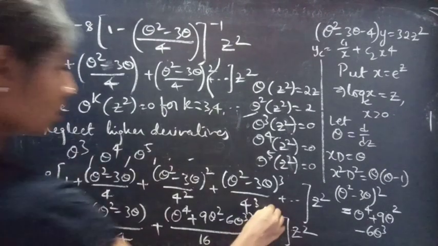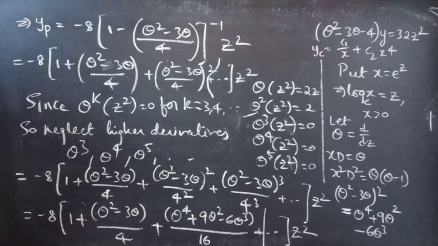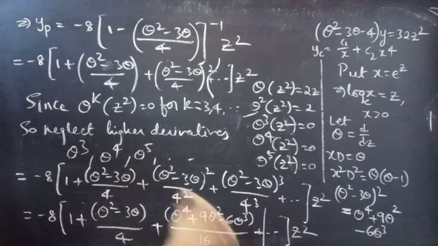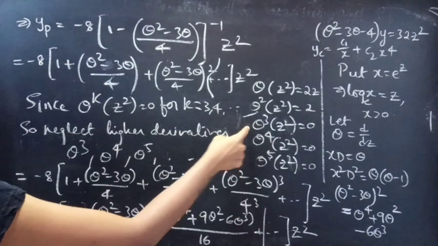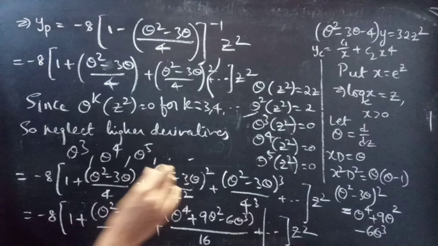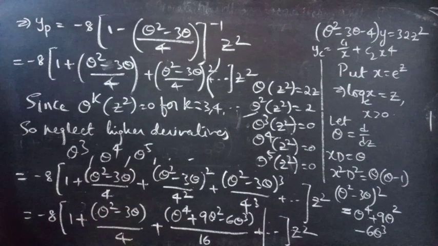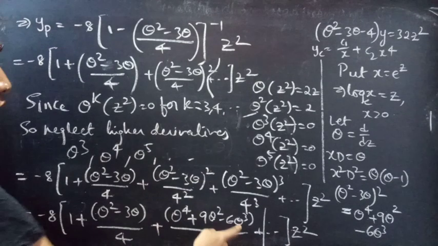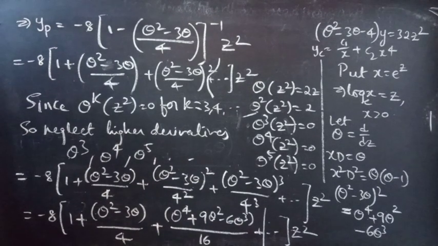Now let's neglect the higher derivative terms. All the terms from here will definitely involve theta cube, theta power 4, theta power 5 and so on. Okay, all will give higher derivative terms, I can say. And also we can neglect theta power 4 and theta cube from the third term.